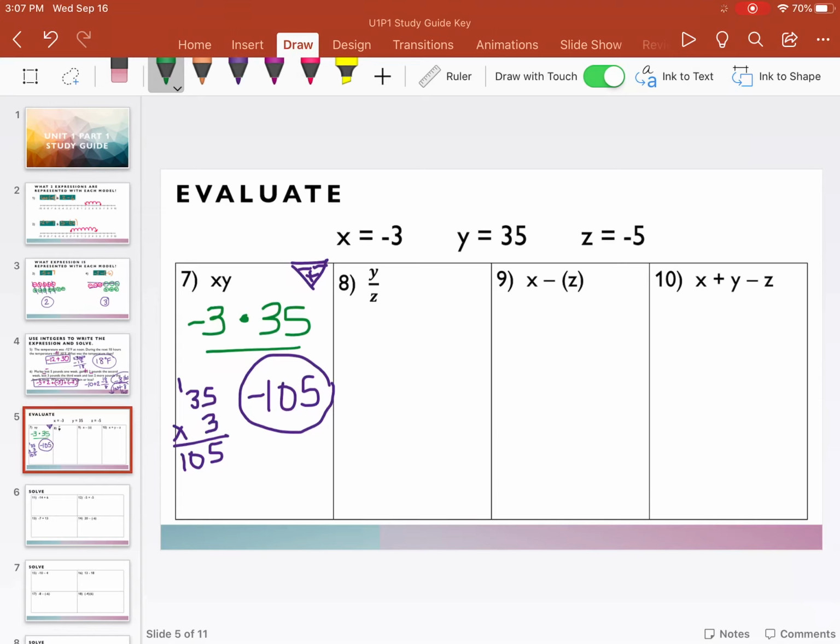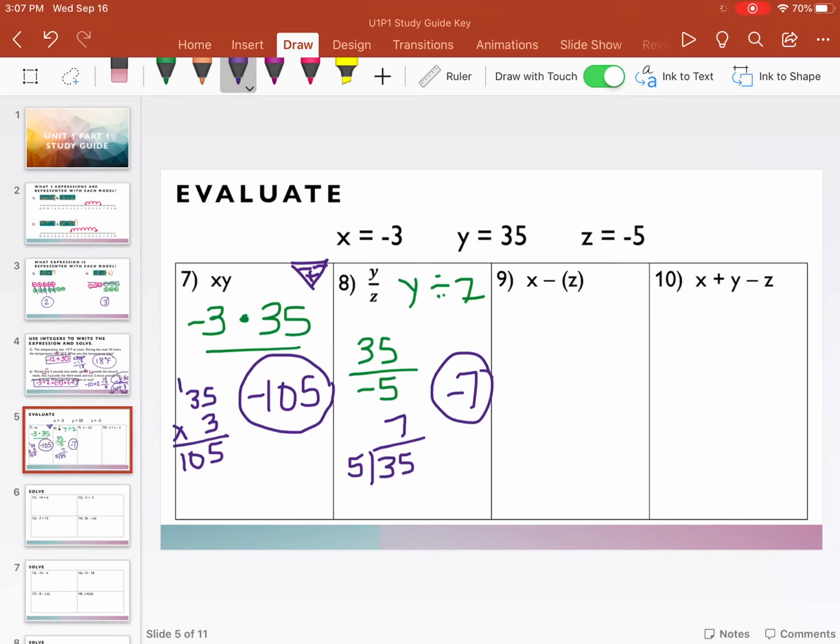All right, number 8, y over z. So remember, this is the same thing as y divided by z. You can write it either way, okay, but the fraction bar is a division sign basically. So y is 35 over z is -5. So I'm going to divide, top dog in the house, 35 divided by 5 is 7. It's a positive divided by a negative, so -7 is my answer for number 8.